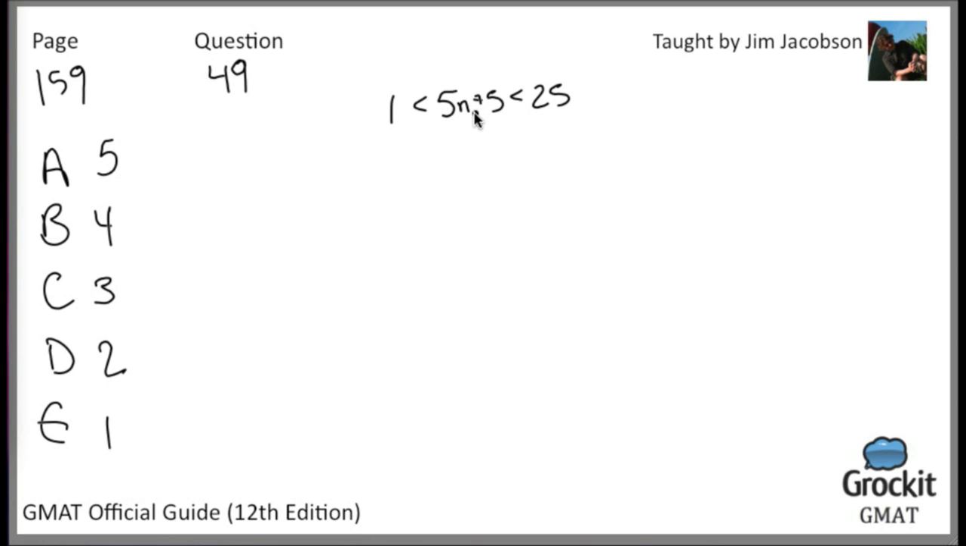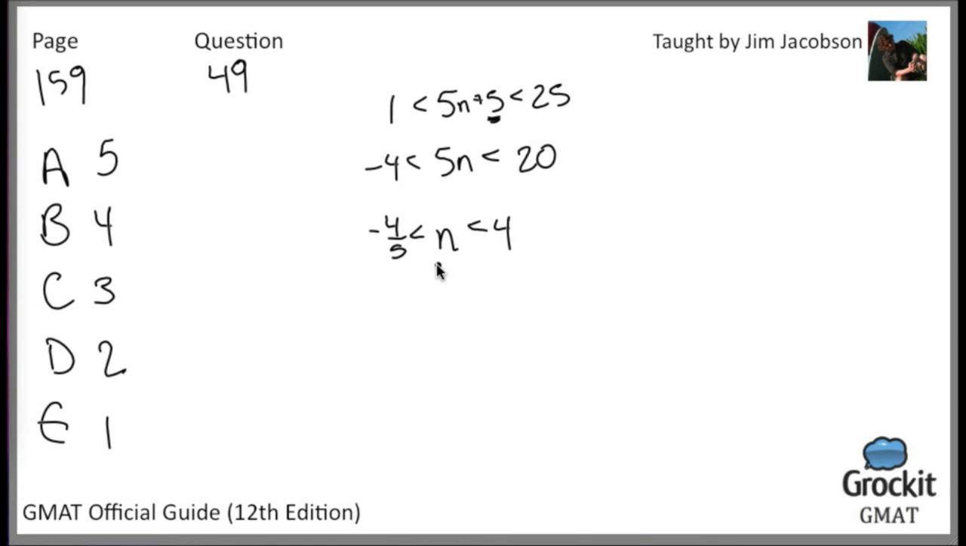So the first thing that looks like a good choice is to subtract 5 from all three elements. We are going to end up with negative 4 here, since 1 minus 5 is negative 4. We're going to end up with 5n on its own in the middle, and here we're going to end up with 20 on that side. Again, the goal here is to isolate n. So then we divide by 5. We end up with negative 4/5 here, n ends up on its own, and then 4 ends up here.